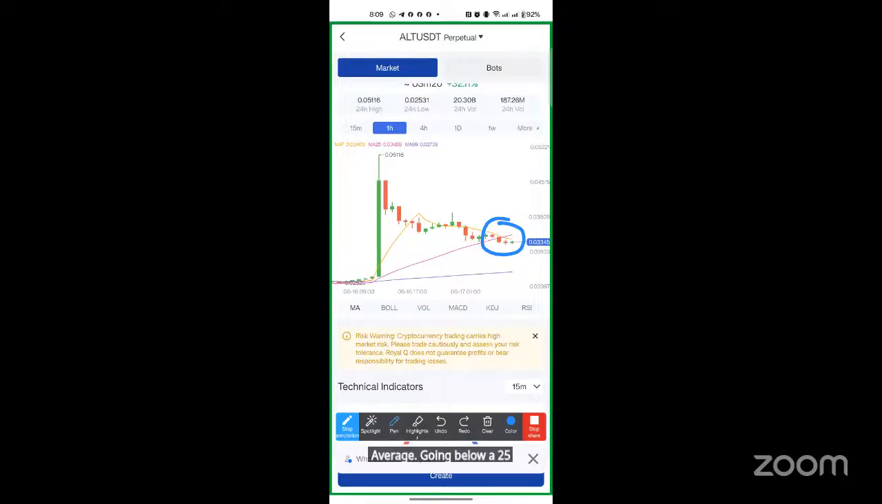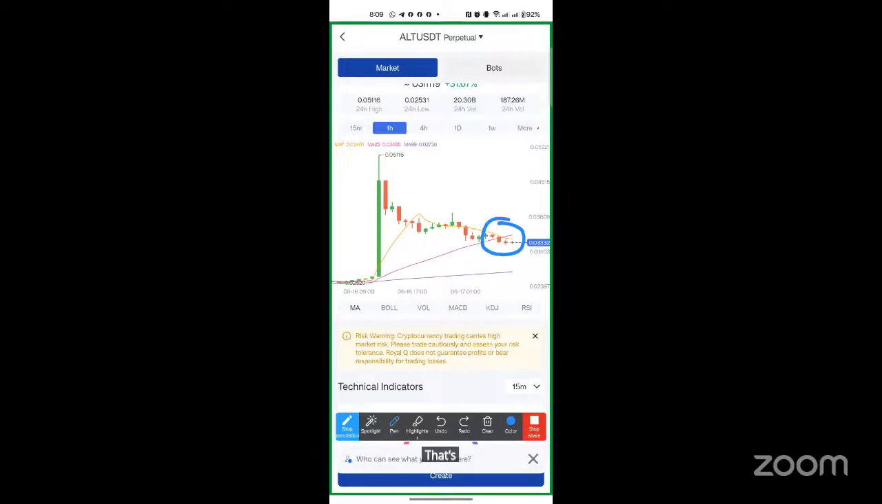What do we call this in the chart? In 1 hour, a 7 moving average has crossed below a 25 moving average. What do we call that? Some people are calling this a golden cross.